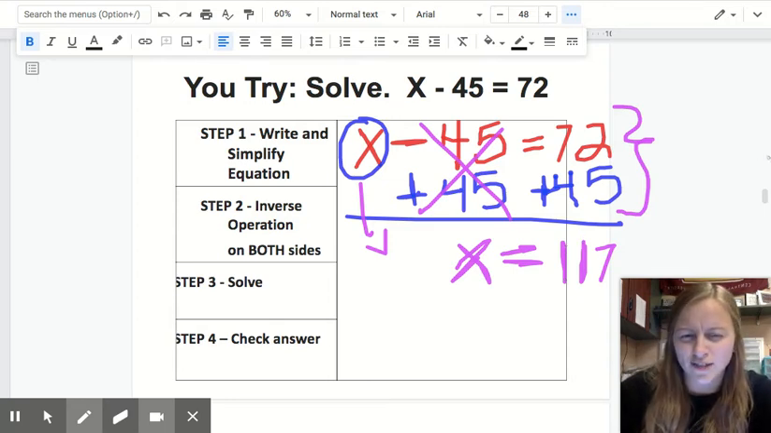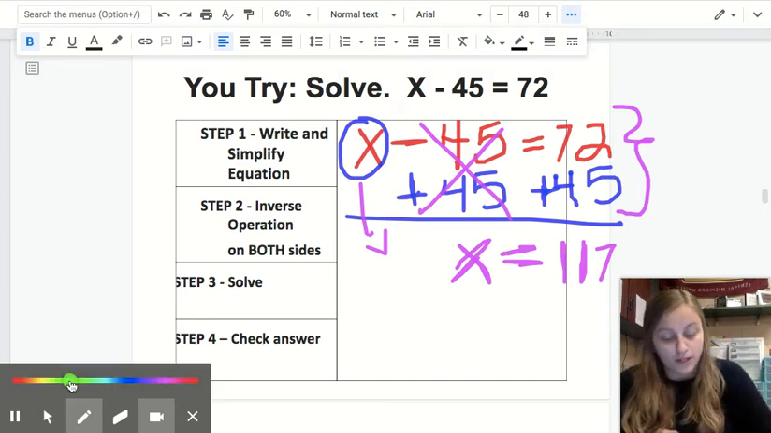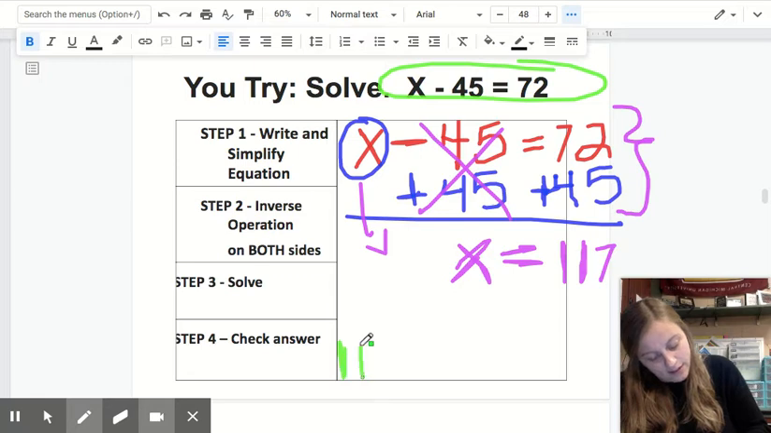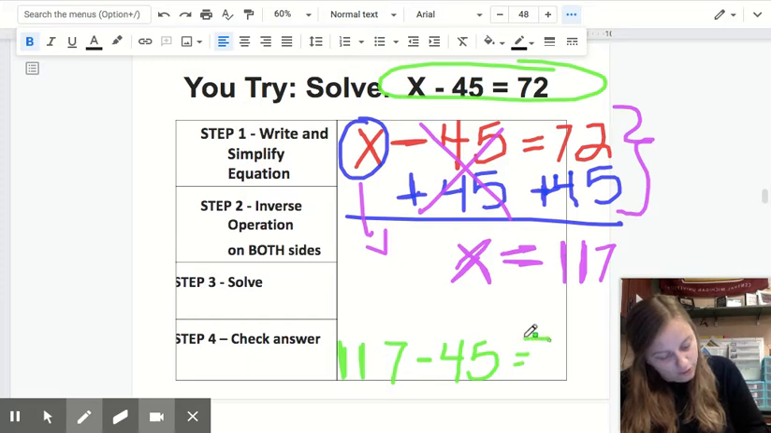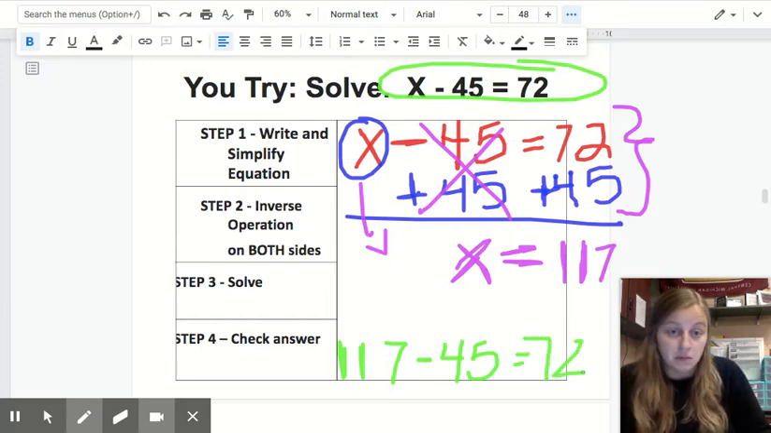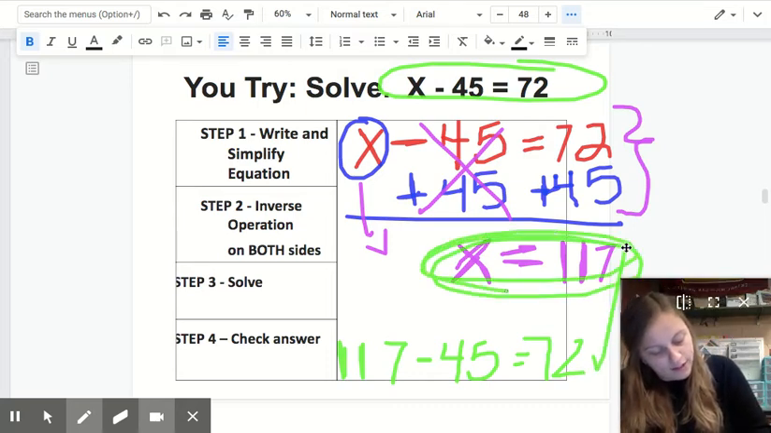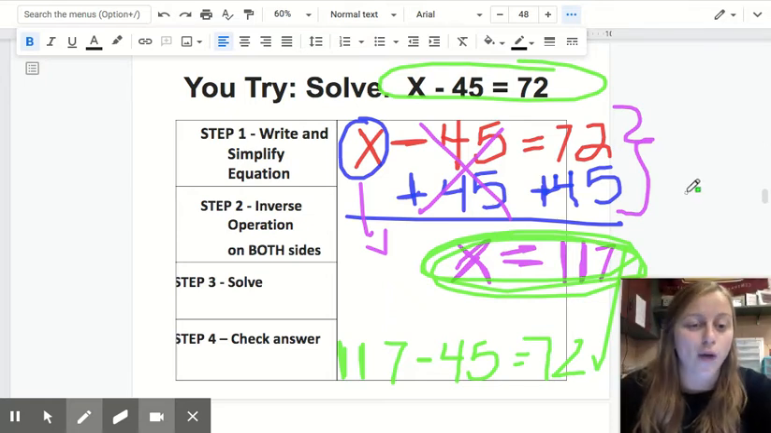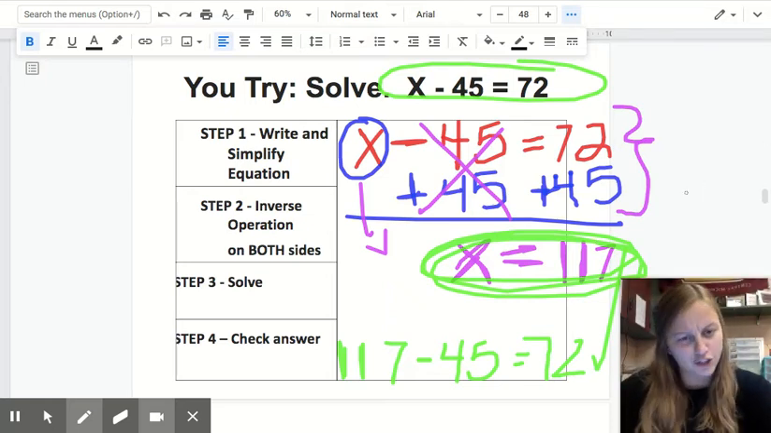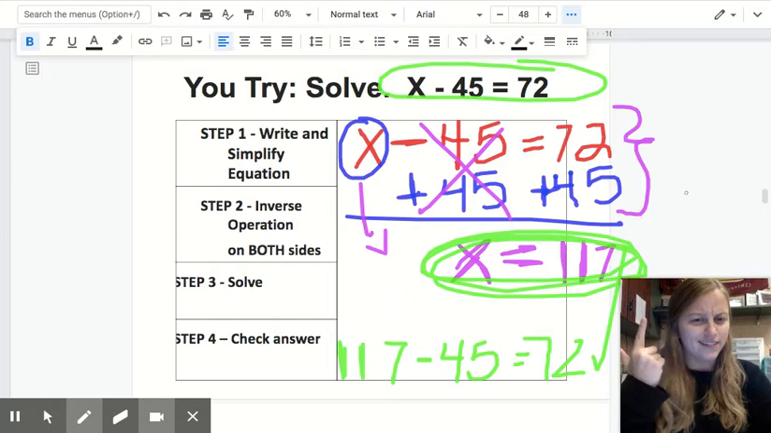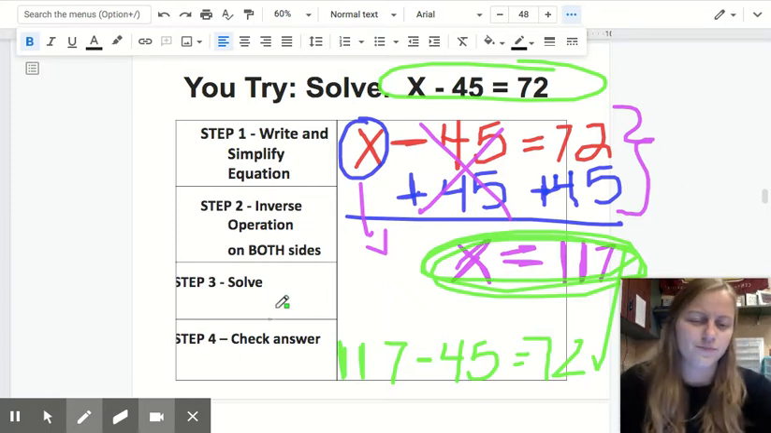But I can check my answer just to be sure. So my original question was x minus 45 equals 72. Well, I think x is 117. So I can say, does 117 minus 45 equal 72? Type it into the calculator, double check. It does, which means my answer of x equals 117 is correct. How did you do? Did you show your inverse on both sides? Did you solve correctly? And did you check your answer at the end?